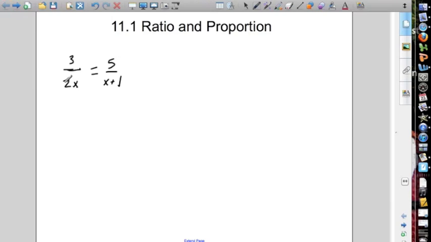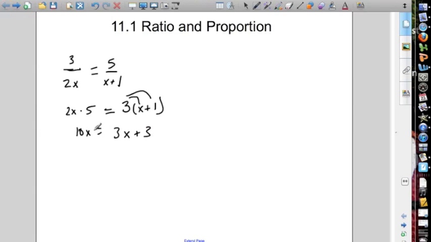What we're going to do is we're just going to multiply the diagonals together. So 2x times 5, and then I'm going to multiply, set that equal to the other diagonal. So in a proportion, if you multiply the diagonals, they are equal to each other. What that allows me to do then is to condense this down. 2x times 5 is going to be 10x. 3 times x, and 3 times 1, that's going to be 3x plus 3.